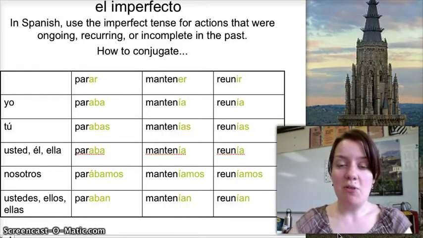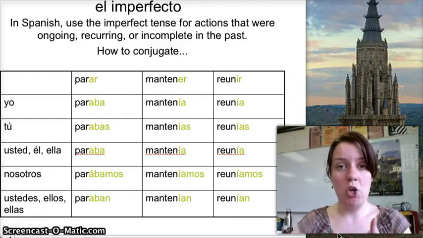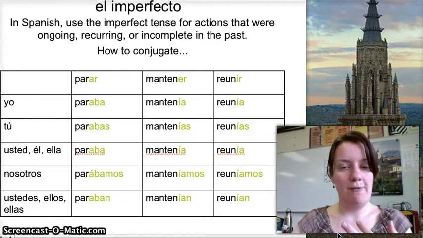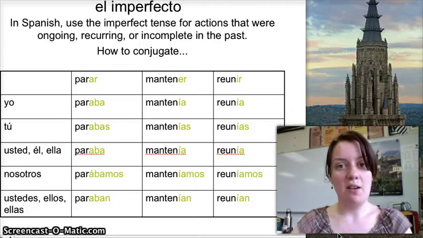We use imperfect for things that were, again, ongoing, not completed, recurring over time. So think about background information, how old you were in the past, what color your house was, who your friends were, what activities you like to do. Those kinds of things are imperfect.